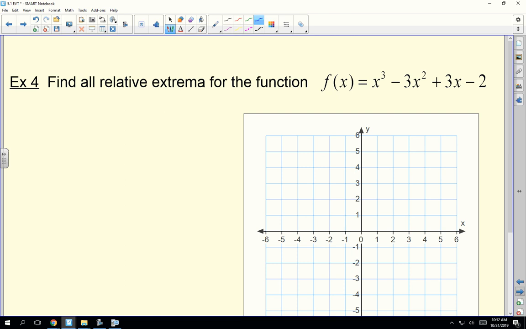Here it is. It says find all relative extrema for the function f of x equals x cubed minus 3x squared plus 3x minus 2. I know the domain of this is all real numbers. There's no restrictions, so I can jump right into the derivatives. With your polynomial functions, you'll be able to do that. I'll let you write down the example, and then we'll go ahead and do the derivative and set it equal to 0.